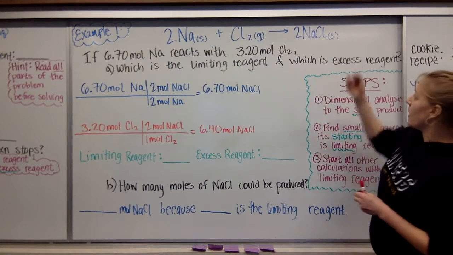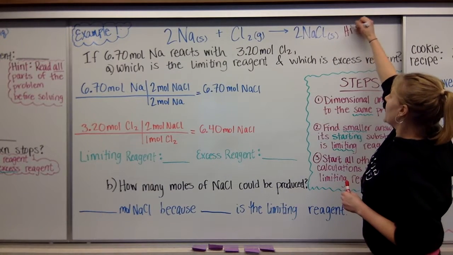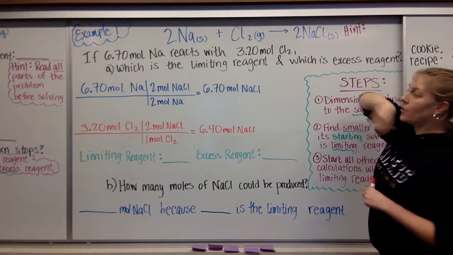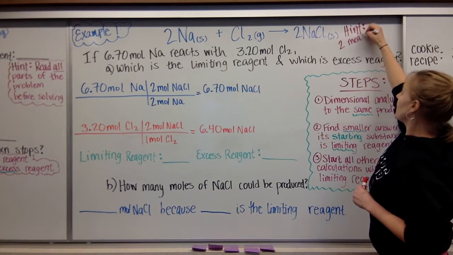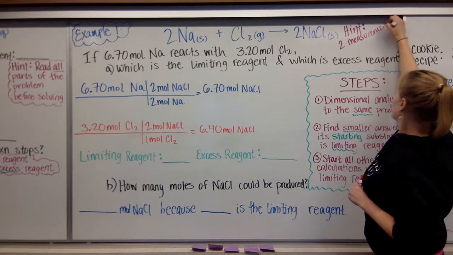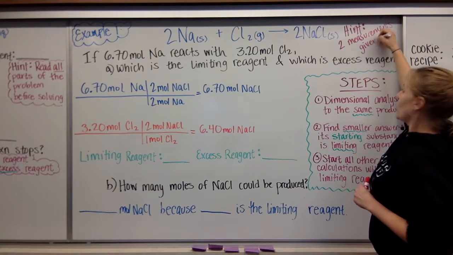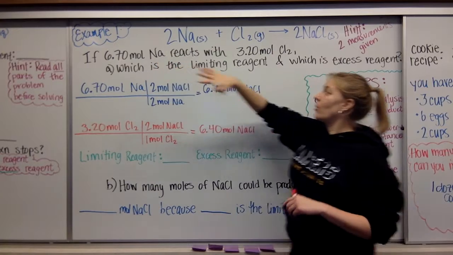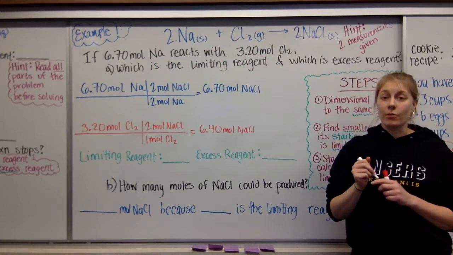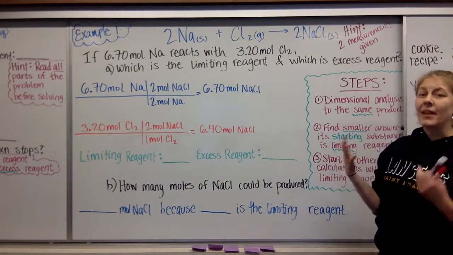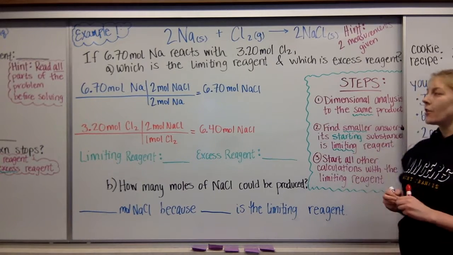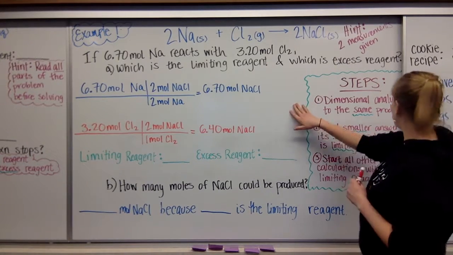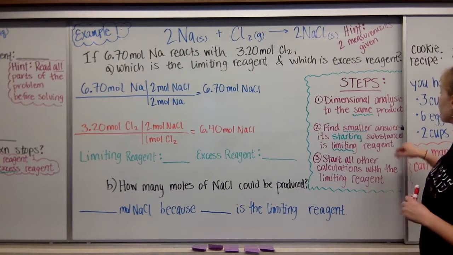Now, the first thing I want you to notice, the hint that you actually have to find a limiting reagent, is that you have 2 measurements given, right? We can see that we have 6.70 moles of Na and 3.20 moles of chlorine. That's going to be a good hint that we're going to have to figure out which one's going to run out first.